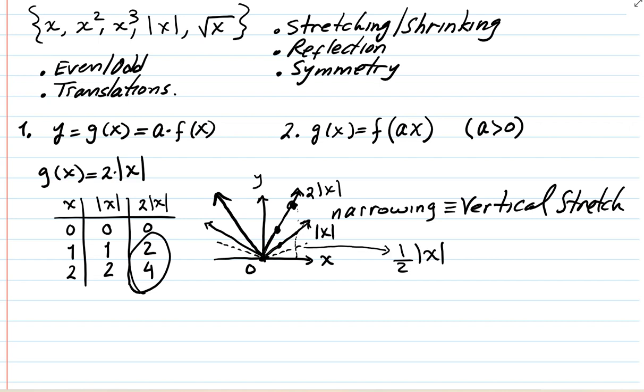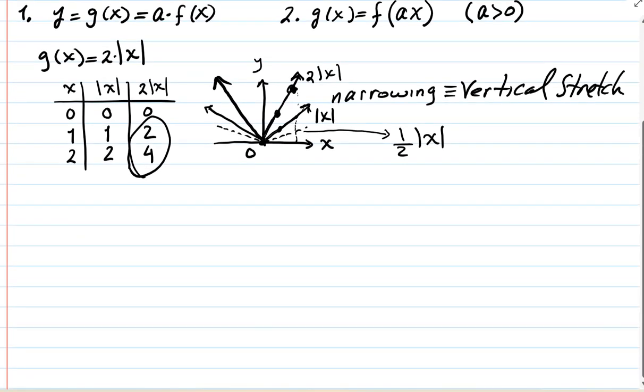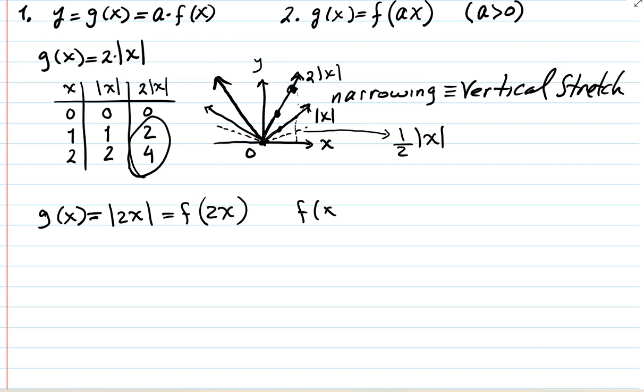This one. And what if I want to do 2 times absolute value of 2x? Let's take a look at that one. So I'm going to make g of x. Let's make it absolute value of 2x. Again, in relation to f of x, that f of 2x, where f of x is the absolute value function.